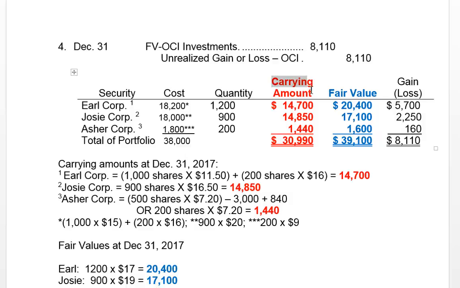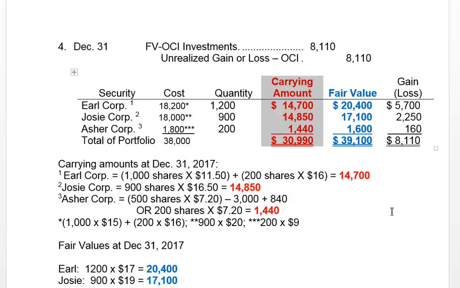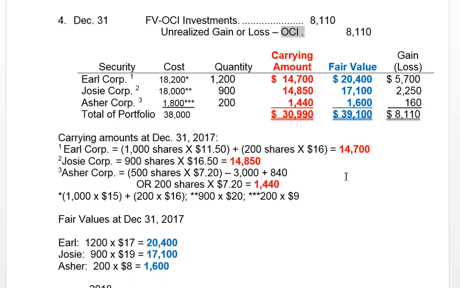All I'm doing is calculating or comparing the carrying amount that I've got them at on my books right now at December 31st, 2017 to what I need to get it at. It's the difference between these two amounts that's going to help me calculate the unrealized or holding gain or loss for the period that's going into OCI. So let's see how we calculated it.